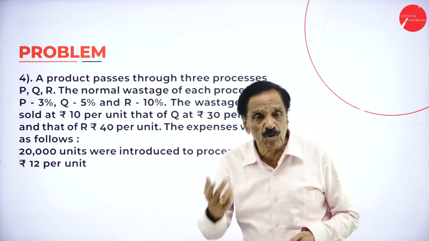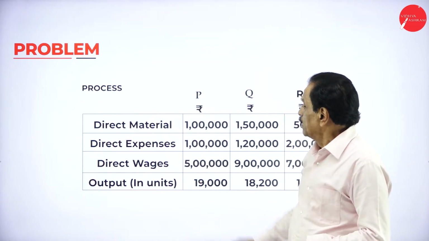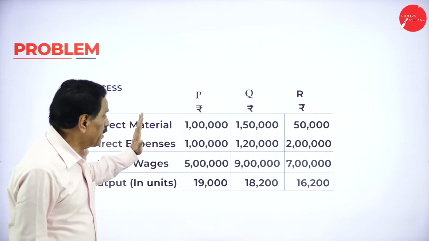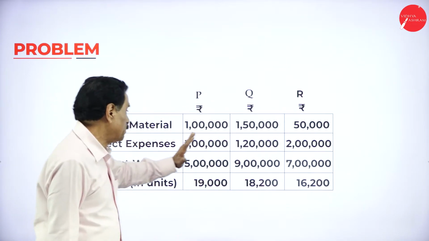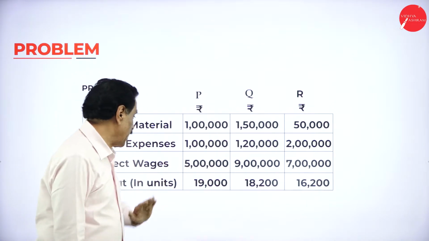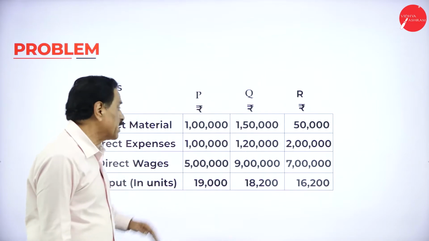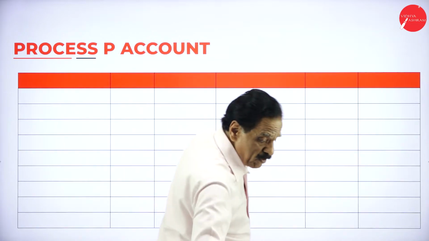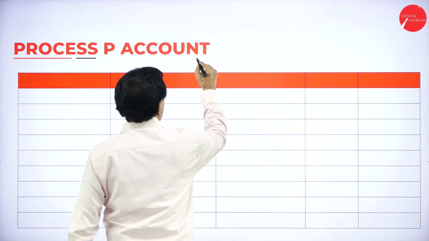First, we will go with process P. So, direct material 1 lakh, direct expense 1 lakh, direct wages 5 lakh, output in units 19,000 units. We'll go to the problem now. Process P.